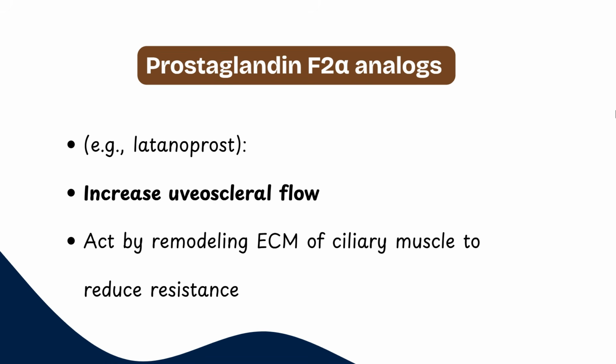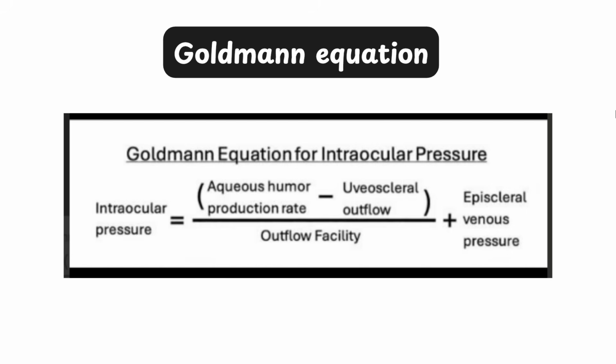Now let's discuss the prostaglandin F2 alpha analogs like latanoprost. They increase the uveoscleral flow because they act by remodeling the extracellular matrix of the ciliary muscle to reduce the resistance.